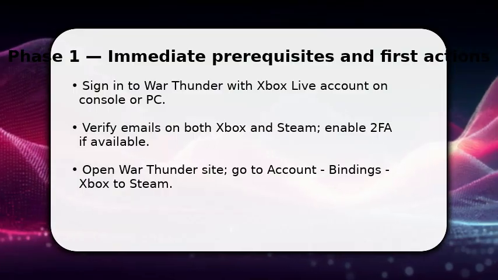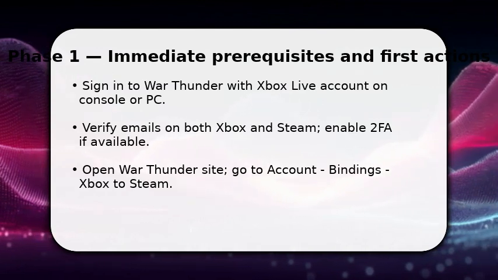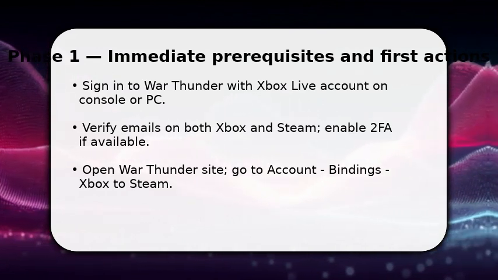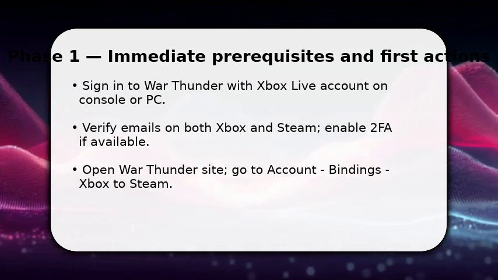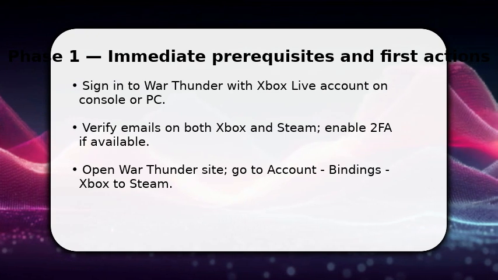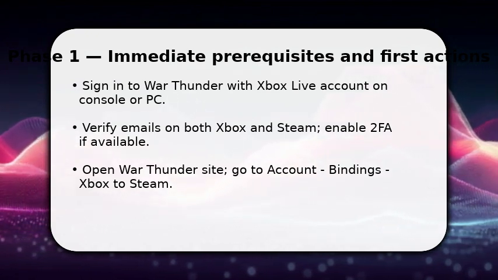You begin by confirming both accounts are active and accessible. This saves time. Sign into War Thunder using your Xbox Live credentials, then make sure your Xbox and Steam emails match or are reachable. Once done, enable two-factor authentication if offered for safety.